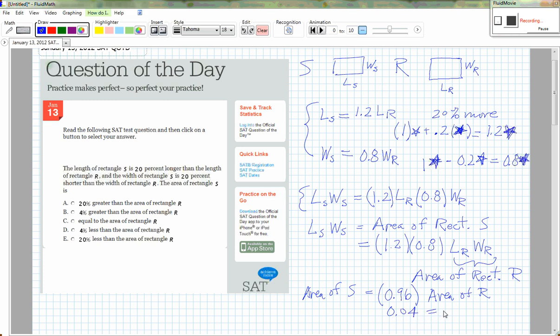And all we need to know is that if you convert that to a percent, that's 4% less than 100%. So that's 4 hundredths less than 1. So the right answer is the area of rectangle S is 4% less than the area of rectangle R, because the multiplier was 0.96. So the correct answer is D.